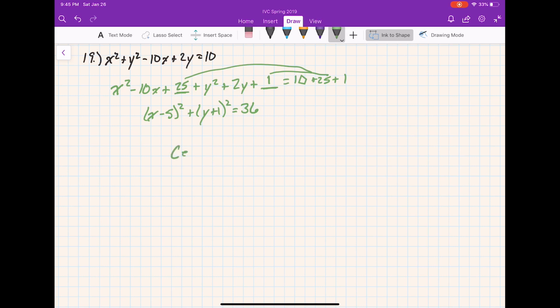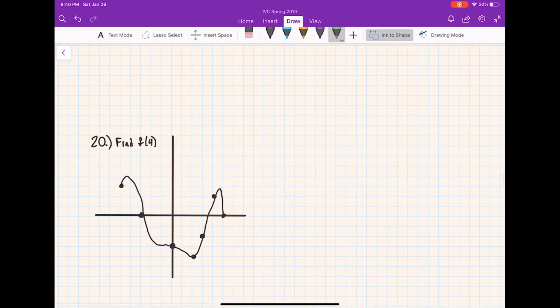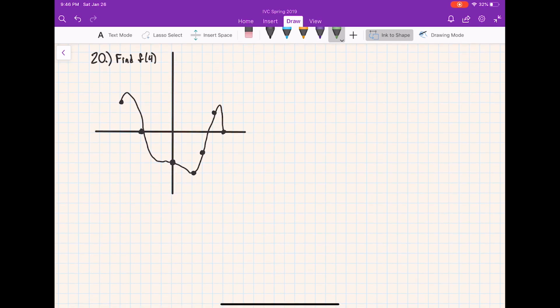So this went really nicely into a circle formula. Our center is going to be 5, negative 1. And our radius is going to be 6. I don't know why I put parentheses around it, but that is our radius. I'm getting parenthesis happy. All right, let's go on to number 20.